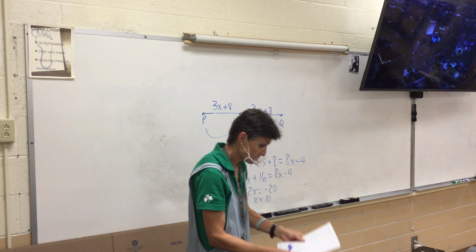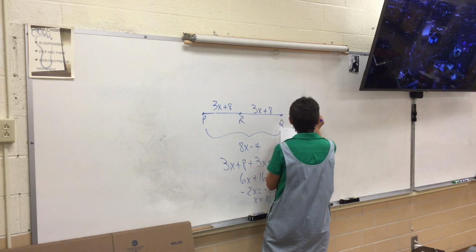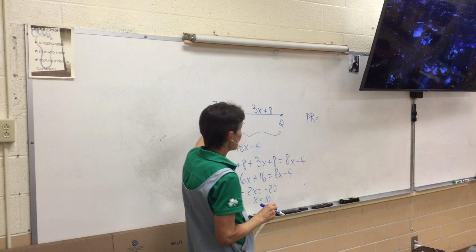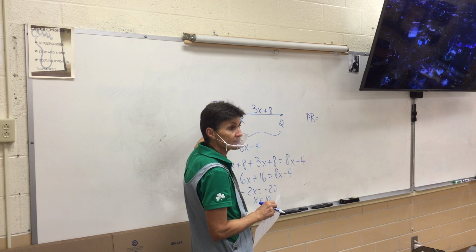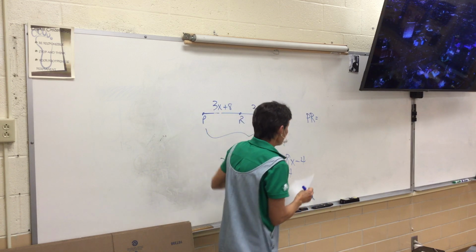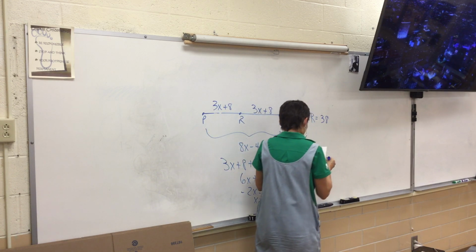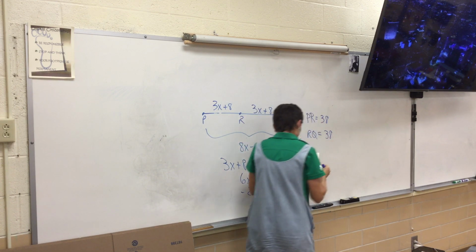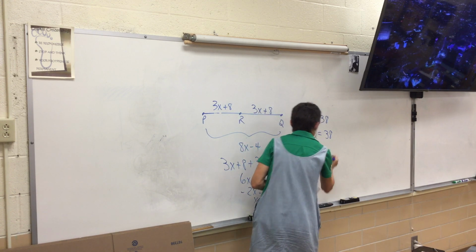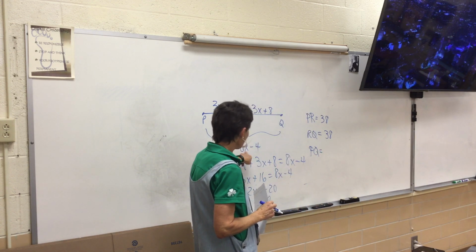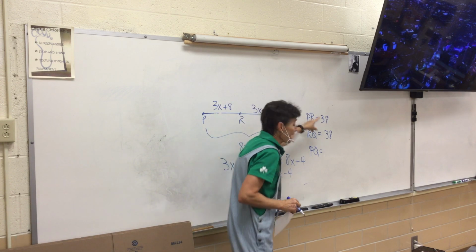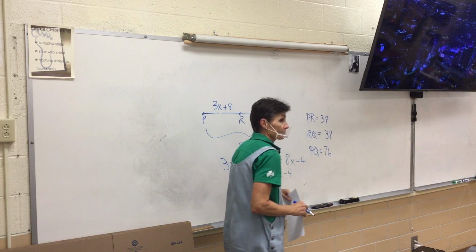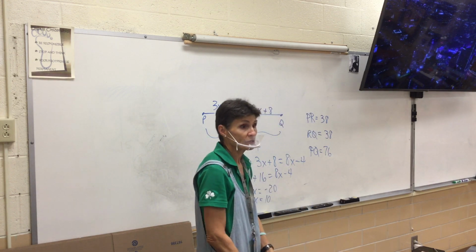Okay, now make sure you're answering the questions. What do we want to know? We want to know PR. If I put in 10, it looks like PR is 38. And I want to know RQ. Well, that's going to be 38 also. And then I want to know PQ. So you can either plug 10 in here, or you can just add those together, and you get 76. Either way. Any question about that?